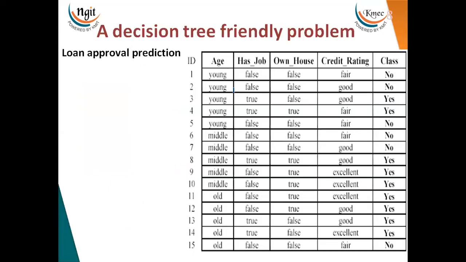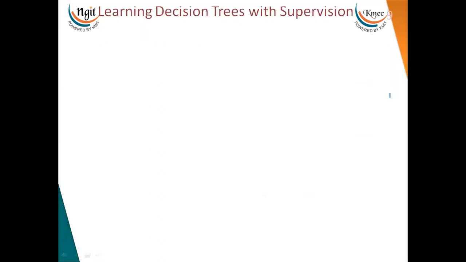Now, this dataset you can take as an assignment and convert into a decision tree. It is a loan approval prediction dataset in which the features are the age of the person, whether he has a job or not, whether he has his own house or not, and what his CIBIL score is, that is a credit rating. Based on that, whether the loan will be sanctioned or not, yes or no. Only these two options I am giving. So take it as an assignment and try to construct the decision tree.